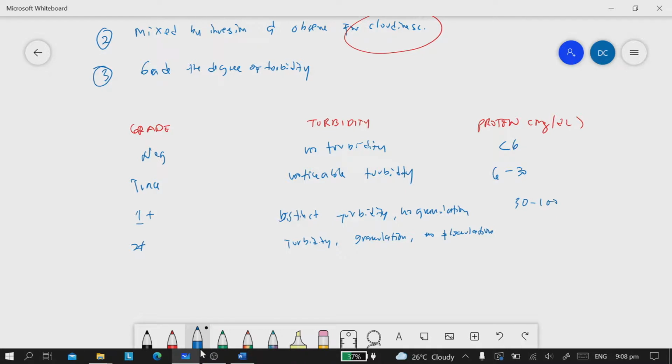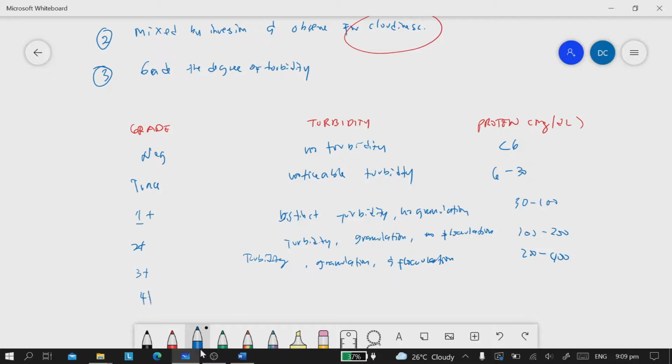And the protein content is 100 to 200 milligrams per deciliter. Then we have 3+. The characteristic is turbidity, granulation, and flocculation. The protein content is 200 to 400 milligrams per deciliter.